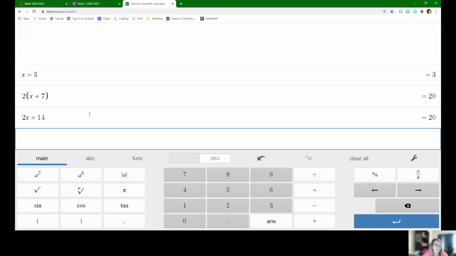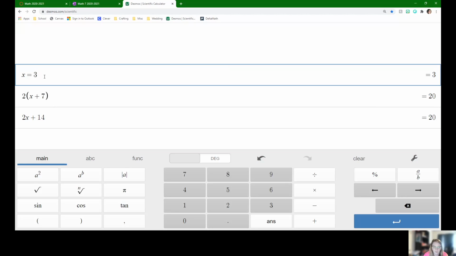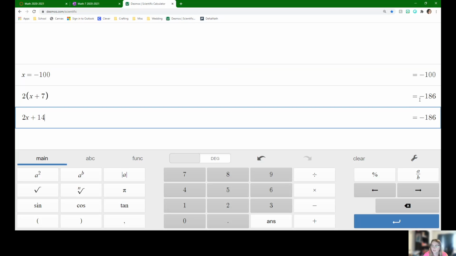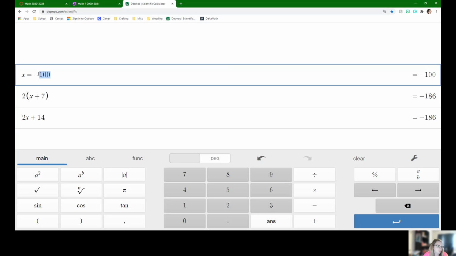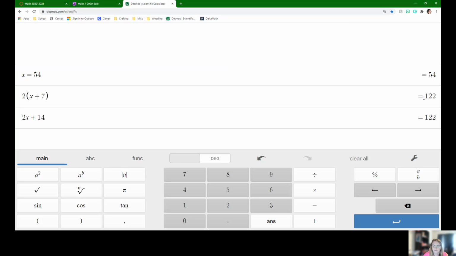Now, the cool thing about this on Desmos is if we wanted to see, well, are these really equal? Are they really equivalent expressions for every value of x? We can actually click up here and try all different values of x and see that both expressions will get the same answer. So when we're checking these things on Desmos, you could really type them in, check a bunch of different values, and see that they really are the same for every value of x. When I put in x is 54, this is 122, this is 122. They are equivalent expressions.